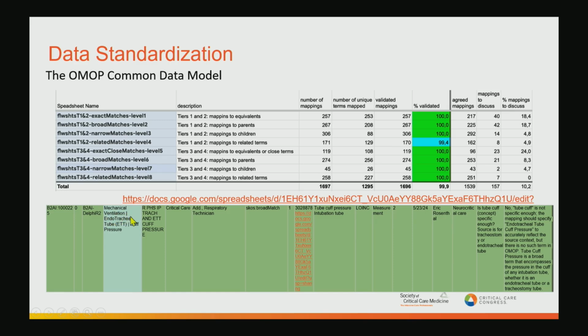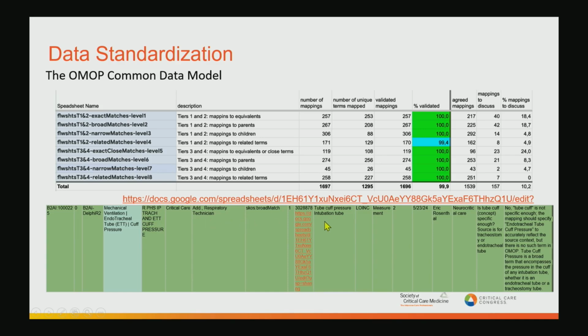But let's pretend we're talking about mechanical ventilation, and a subtype of that sort of section is an endotracheal tube, and things about that. And a subtype of that is specifically what the cuff pressure is on the tube. And this is what it looks like at my center. It's called RPHS, IP, trach, and ETT cuff pressure. I don't know what it is at your center.